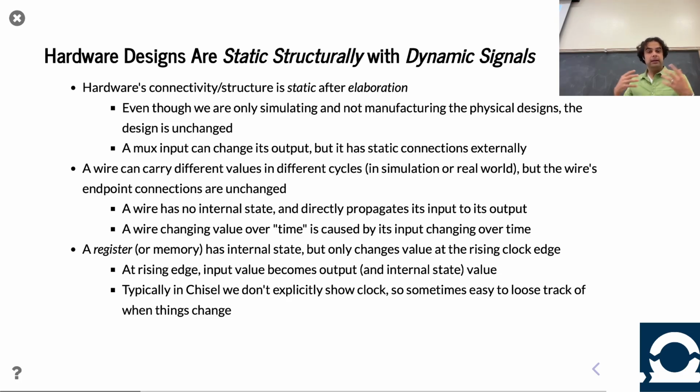Meanwhile, wires themselves compare different values on different cycles, right? So it could be a value of 2 this cycle, a value of 4 next cycle. But the point is, even though the wire is changing its values, the endpoints aren't changing. And the wire itself actually has no internal state, right? It just propagates from the input to the output. Of course, in the real world, there's some amount of delay, but from the point of view of this course, when we do cycle level simulation, it's instantaneous.